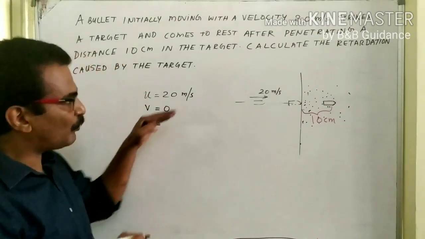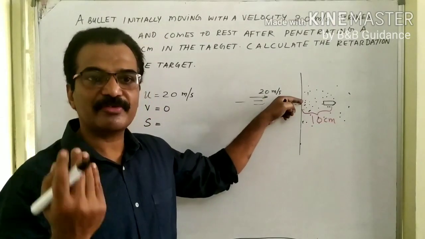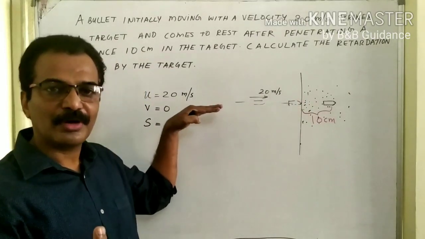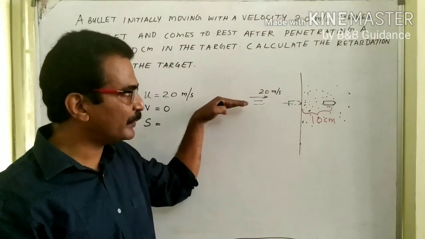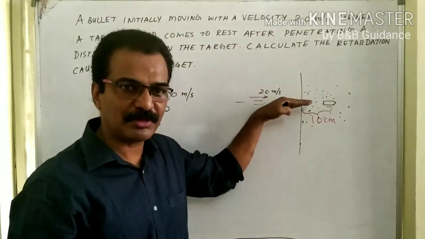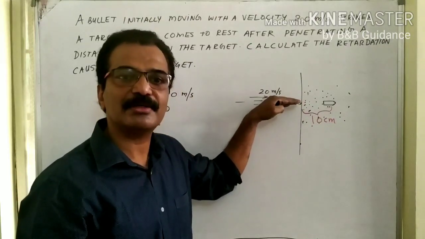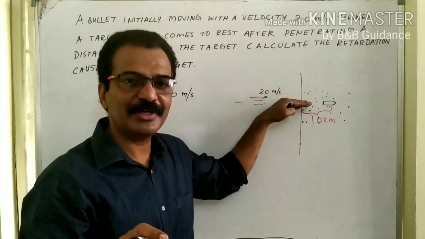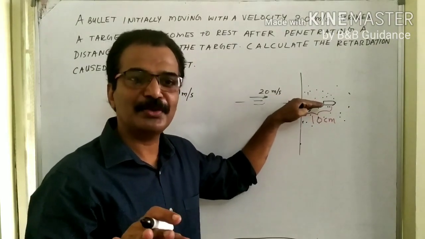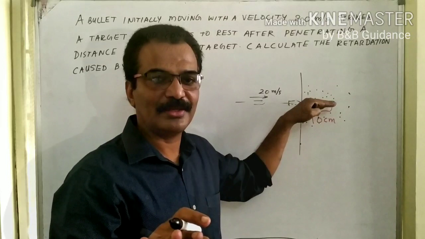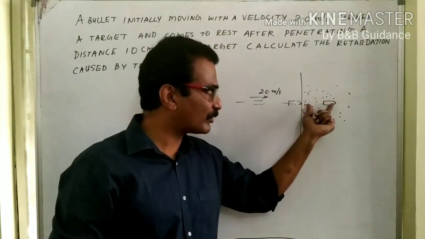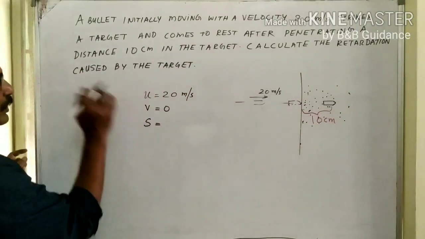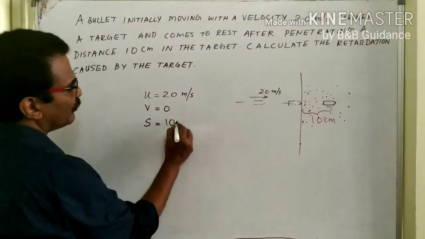Once it strikes here, velocity starts changing. Otherwise, this bullet is moving with 20 meter per second. Once it strikes the target, its velocity gradually decreases. It is under uniform retardation. Finally, it comes to rest by covering a distance equal to 10 centimeter. So displacement is equal to 10 centimeter.